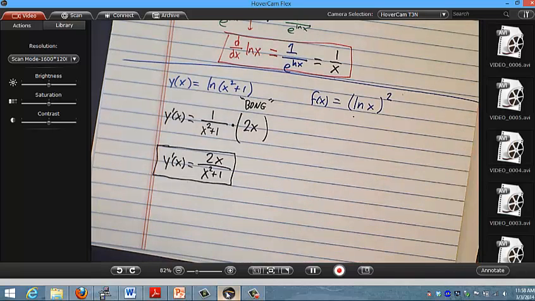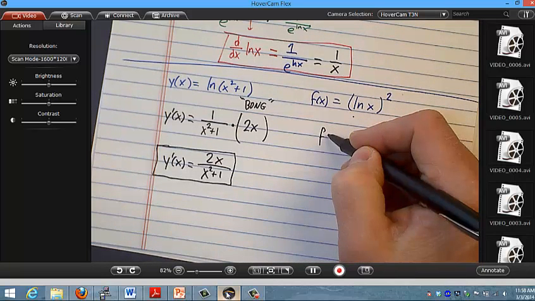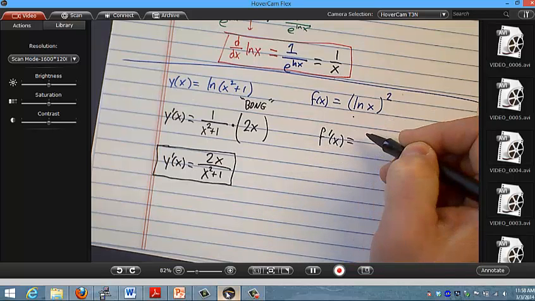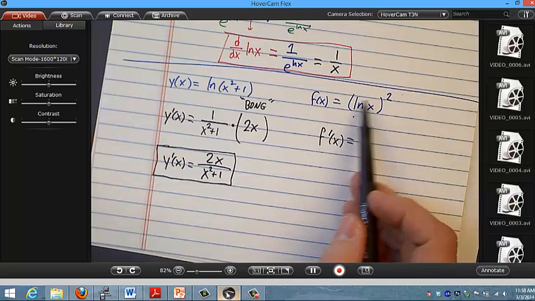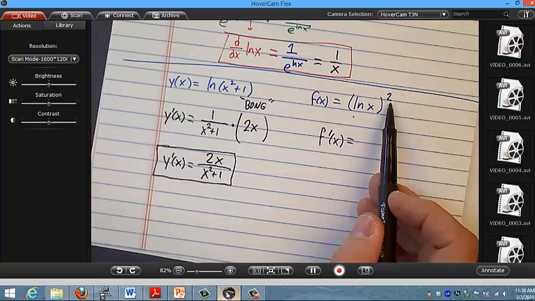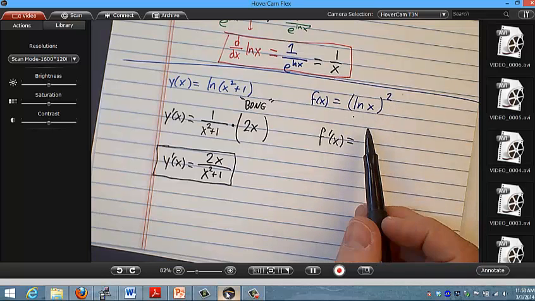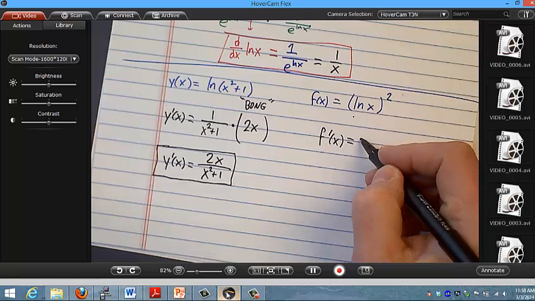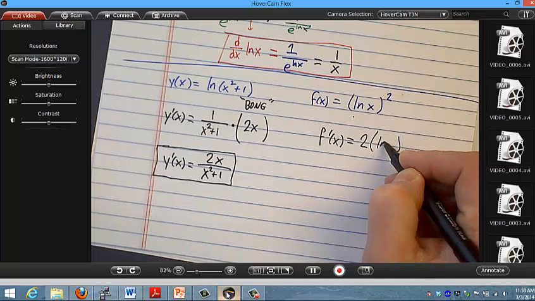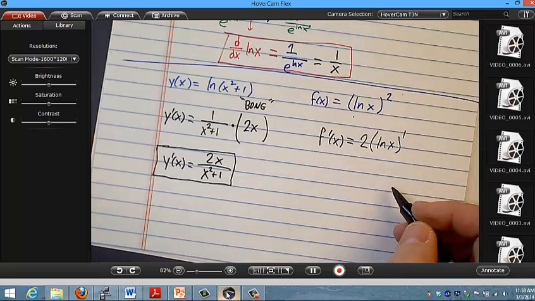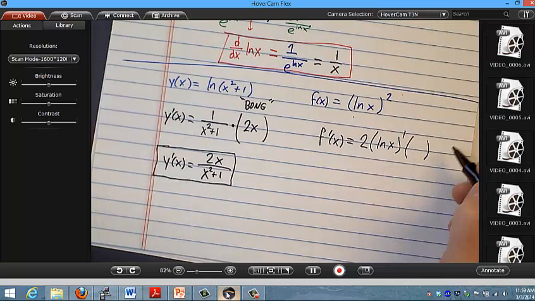F of x. I want to find f prime of x. I'll show you how I would do it. I'm looking this time at the outer function being the squared, right? So if it were me, I would write 2. That's my bing. ln of x, say, to the first power. Bing. What am I going to write next, guys? Bong. Yeah, what's the bong? 1 over x.